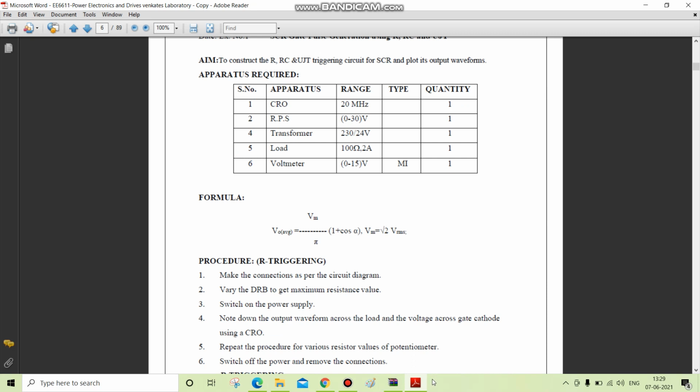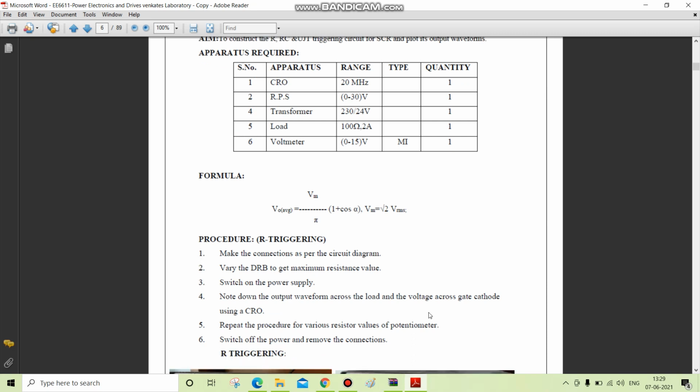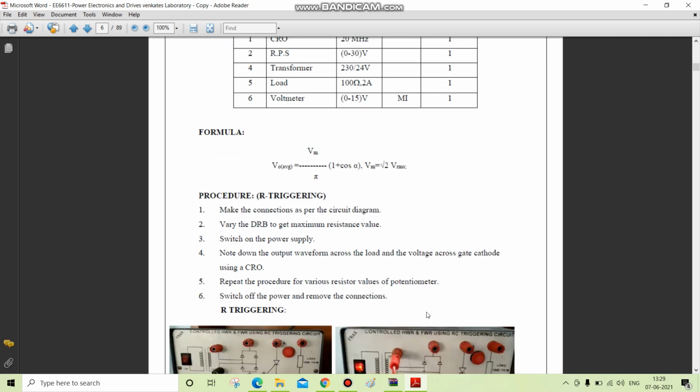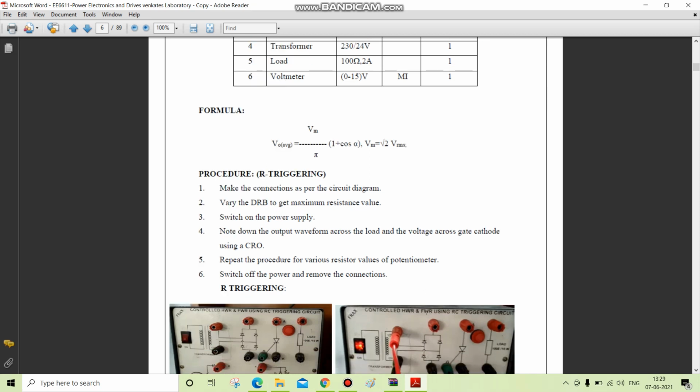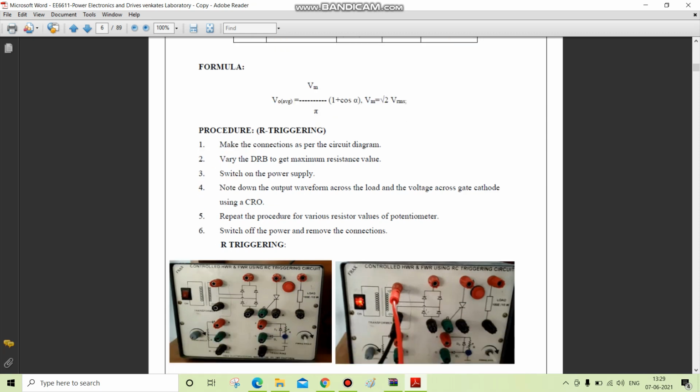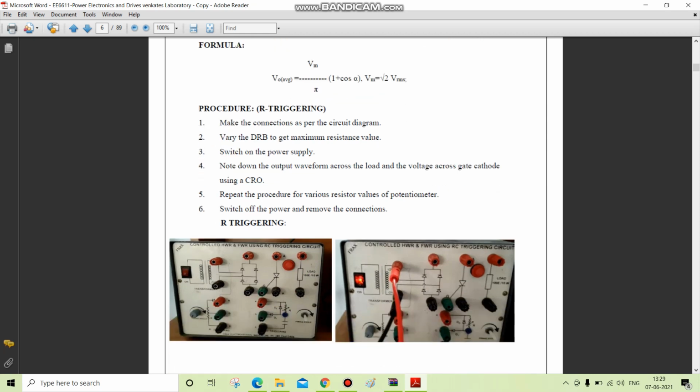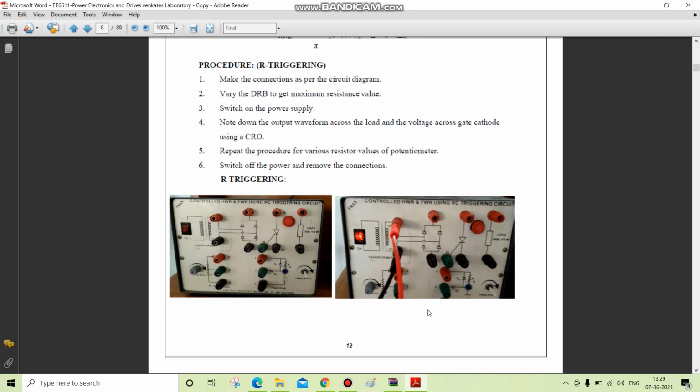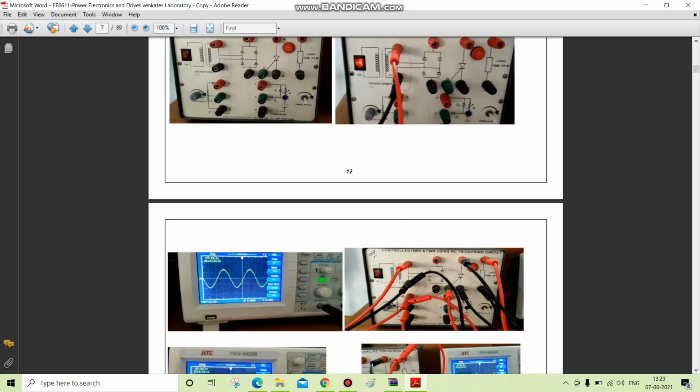The procedure is to make the connections as per the circuit diagram, vary the DRB to get the maximum resistance value, switch on the power supply and note down the output waveform across the load and the voltage across the gate cathode using CRO, and repeat the procedure for various resistance values using the potentiometer. After finishing the experiment, switch off the power and remove the connections. So this is the R triggering circuit kit. This is the diagram of the kit and here the connections were given as per the circuit diagram.